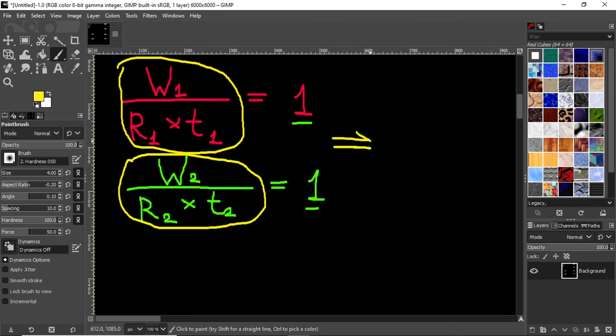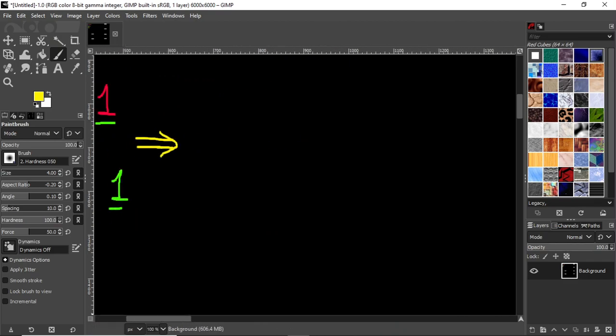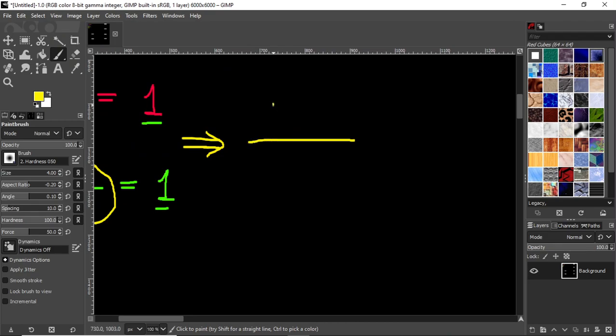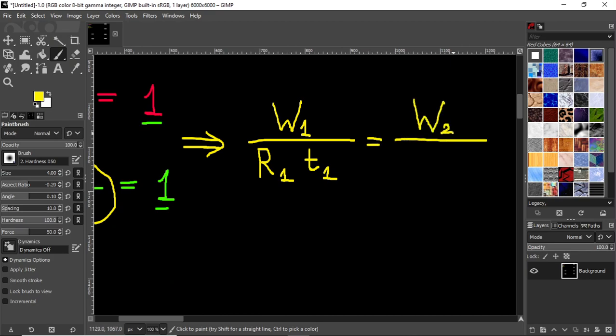Alright, so we can thus say that W1 divided by R1 T1 equals W2 divided by R2 T2.